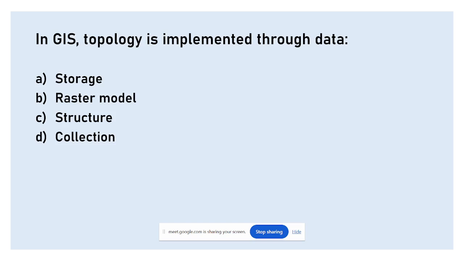In GIS, topology is implemented through data storage, raster model, structure, collection. Anybody else? I've got one answer.